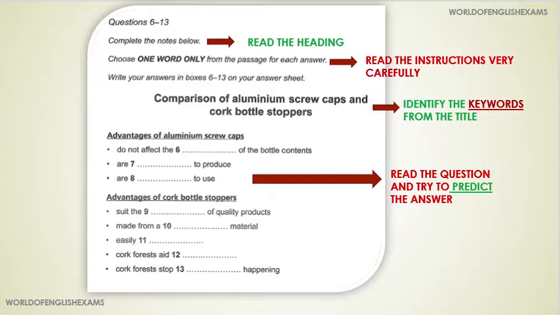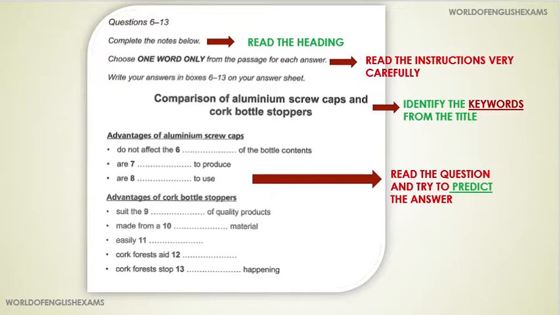The first one, in this case, the sixth question. Do not affect the dash of the bottle contents. So do not affect the dash of the bottle contents, which means something is not affected. Something pertaining to the bottle contents is not affected because of aluminium screw caps, and that is the reason for it being an advantage. So what is that? Here, how can we predict the answers?